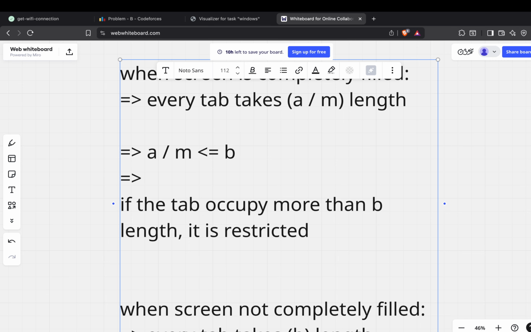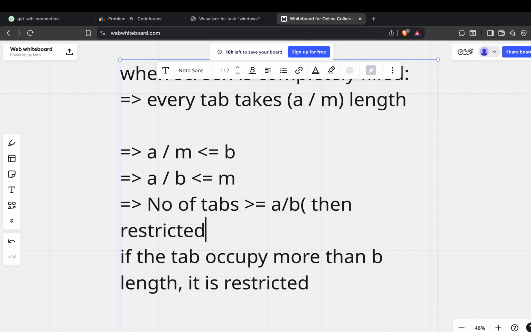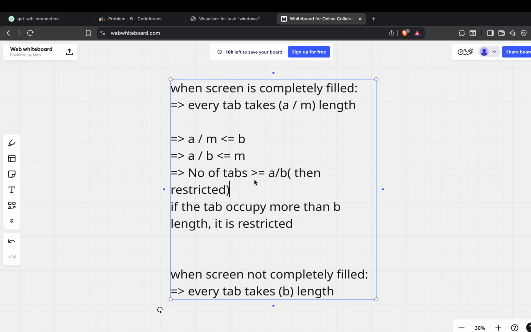And how can we write it in other terms? We can write that A by B is smaller than or equal to M. So the number of tabs, where M is the number of tabs, is greater than or equal to A by B, then restricted. Okay.